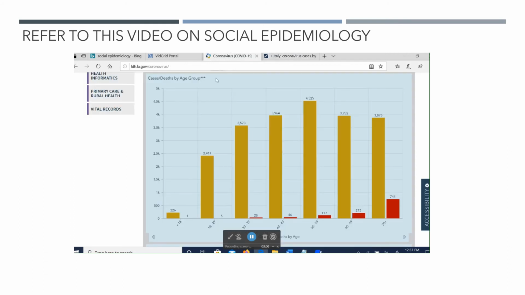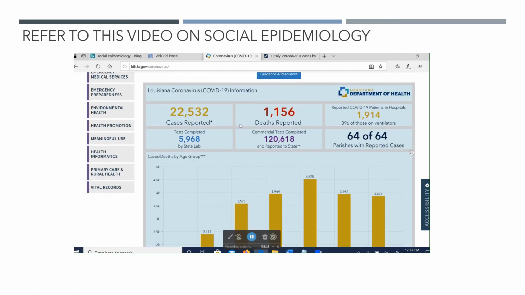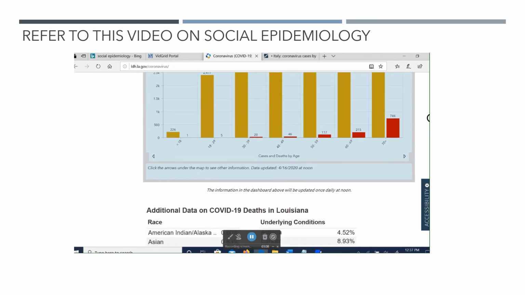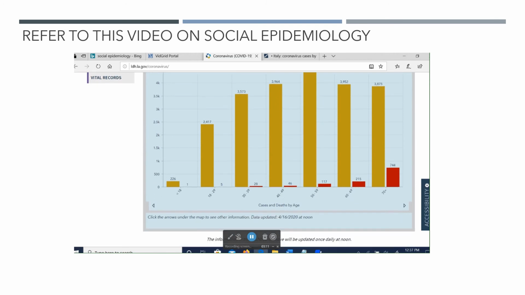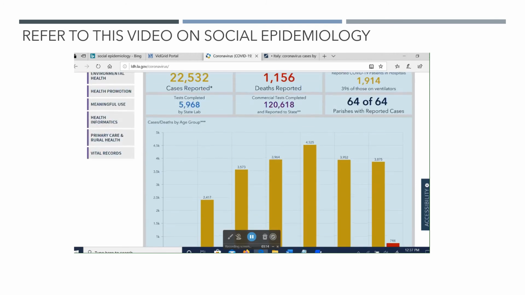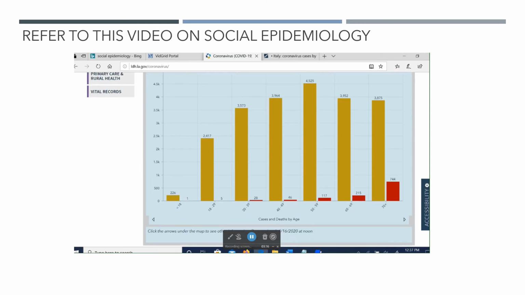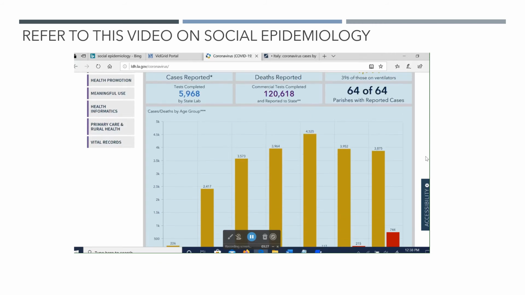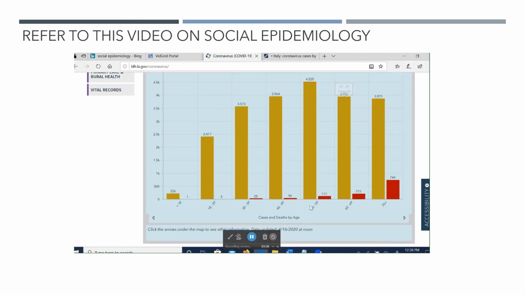So, let's say we want to know the cases in Louisiana, and we can go to this website, and we can also see the cases tabulated by age. And it's almost the same as Italy. The majority of the death cases occurs for those 50 and over, and the number of deaths was somewhat higher for those 50 and over.